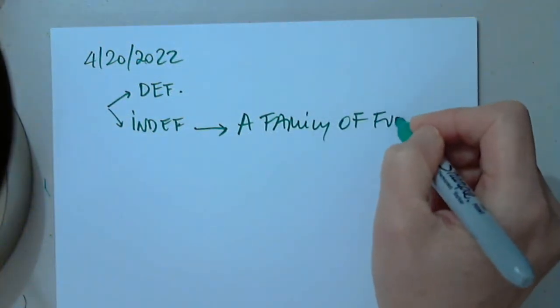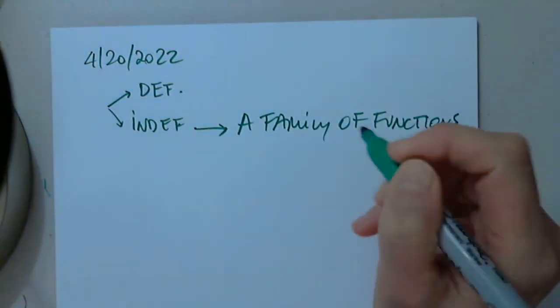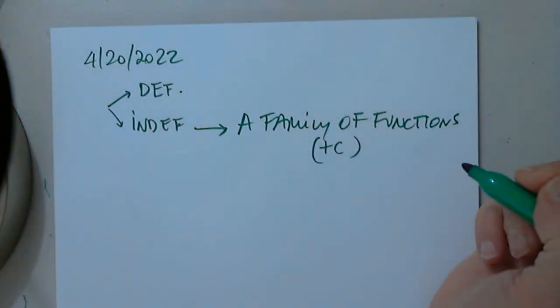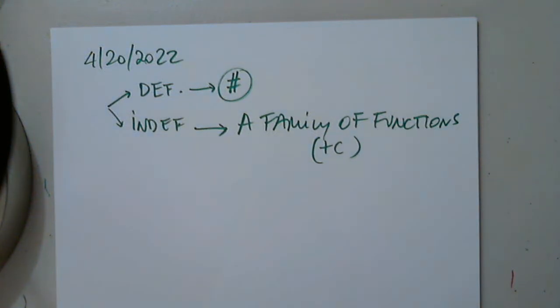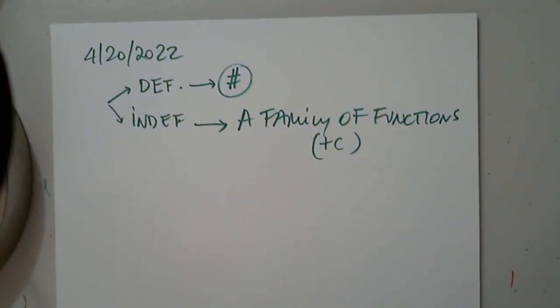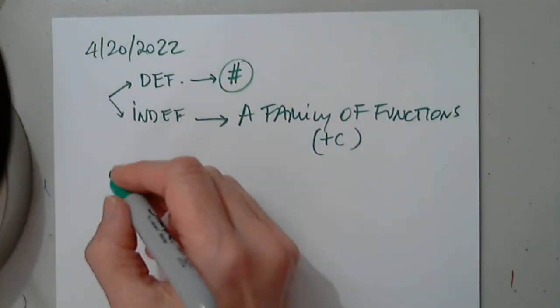Of functions, to be exact. It has to have the plus c. This is always a number, always. One comment from your homework.